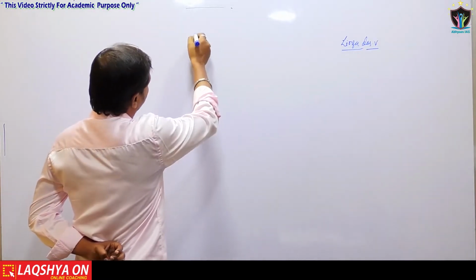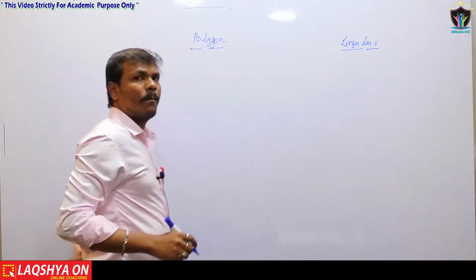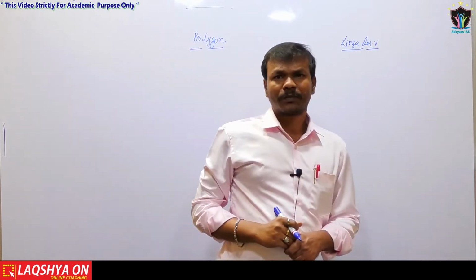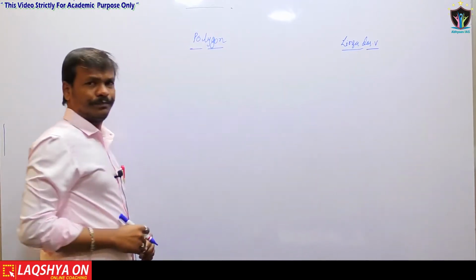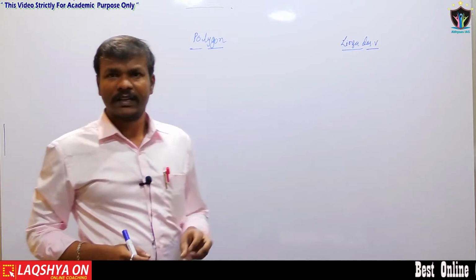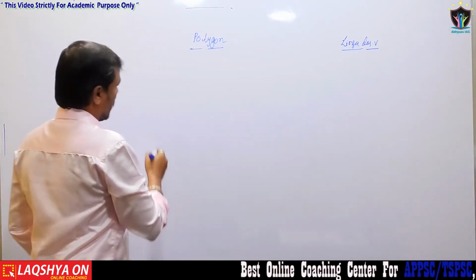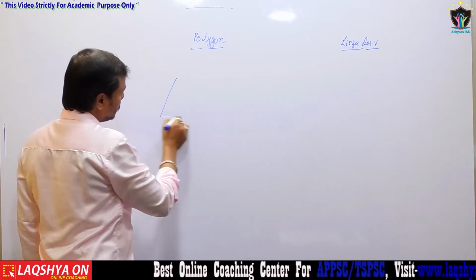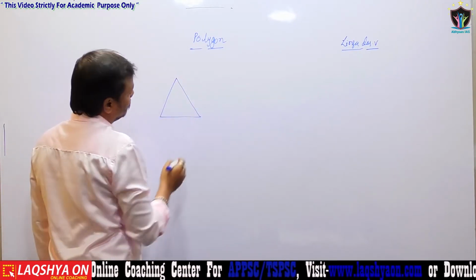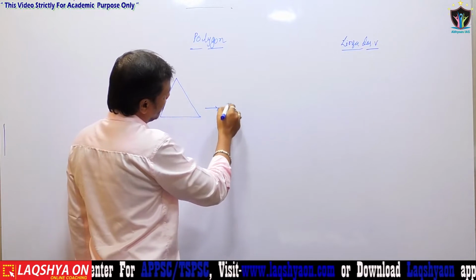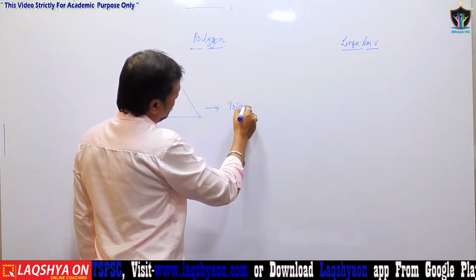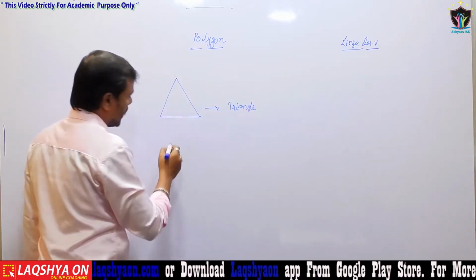Today we are discussing polygons. What is a polygon? A polygon is a closed figure with a minimum of 3 sides. This is one of the polygons. This polygon is called a triangle.